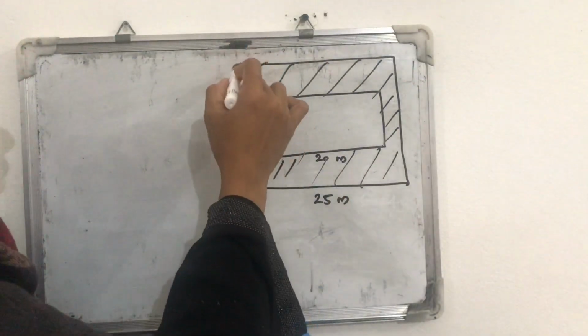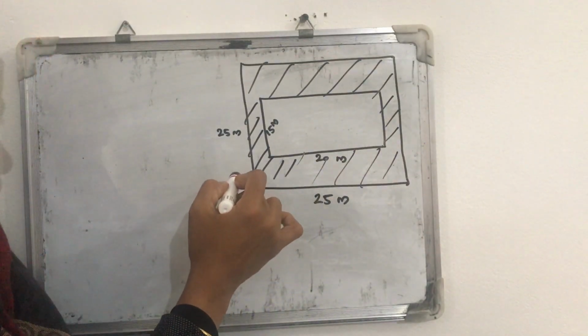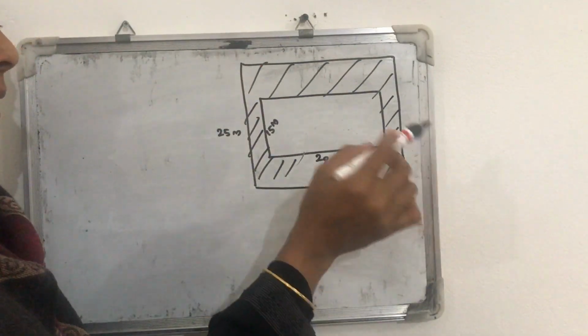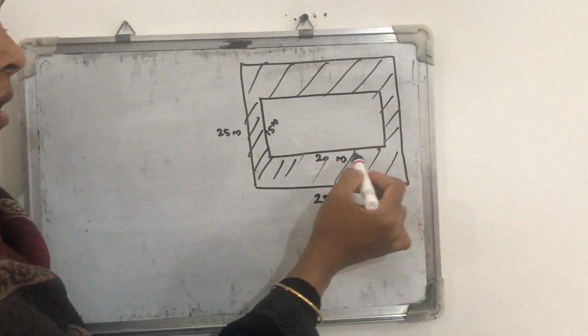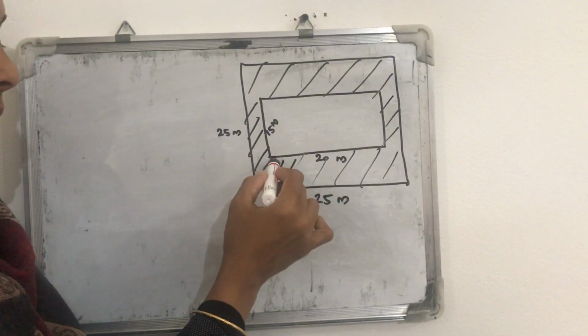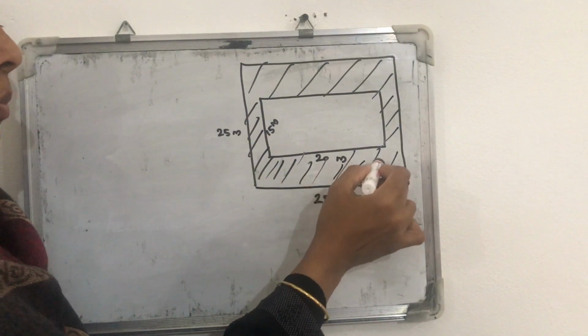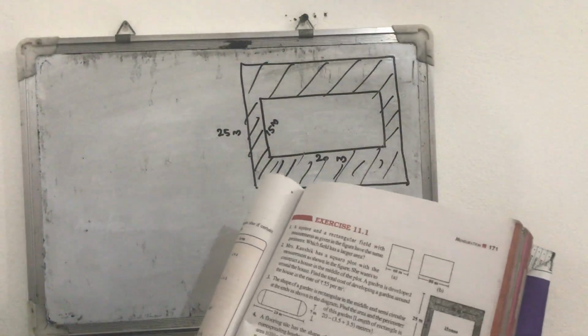This is the plot, a square type plot. Inside that square shaped plot she wants to build a house with a rectangle shape, and around that house she wants to make a garden.